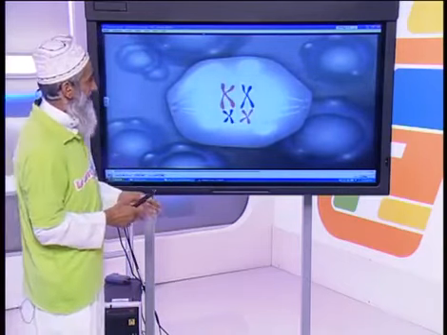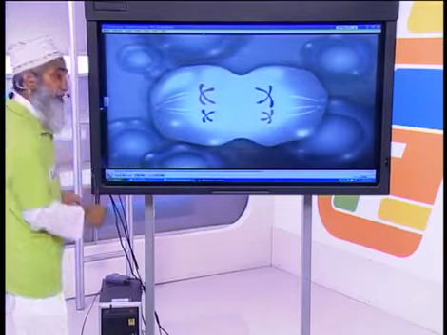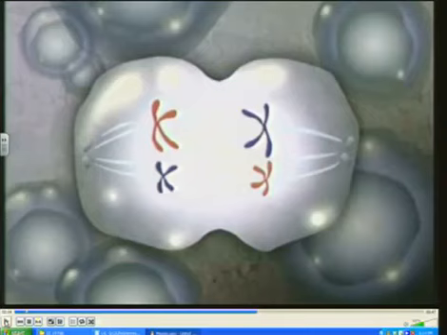During anaphase 1, what will happen is the chromosomes move to opposite poles. Notice we're not saying the chromatids, we're not saying that the centromere broke, nothing like that. We simply say chromosomes. The whole chromosome moved to opposite poles.